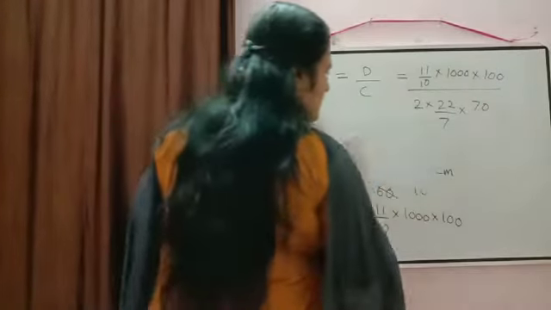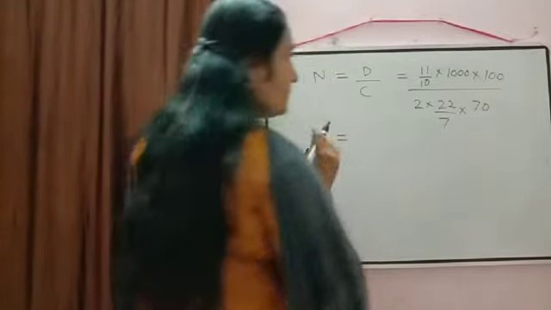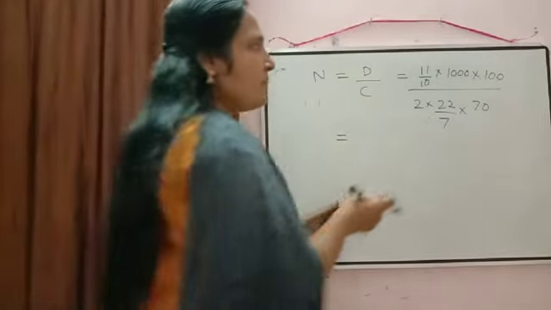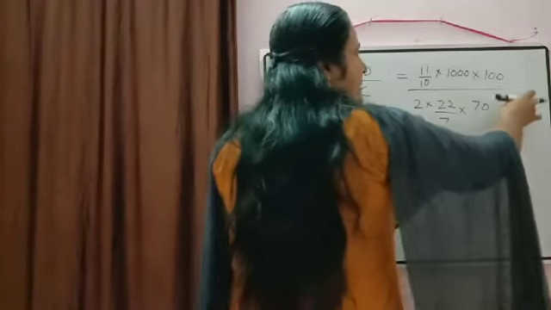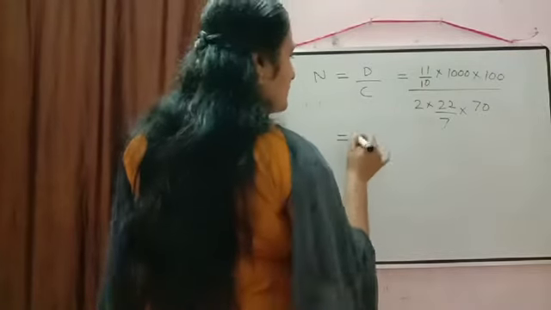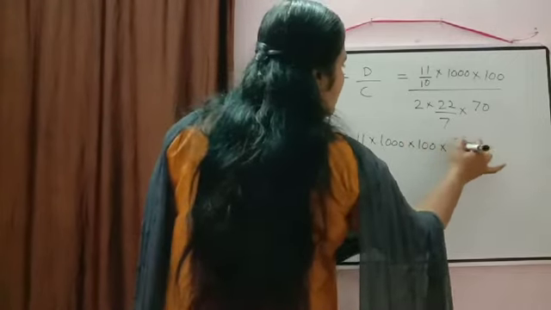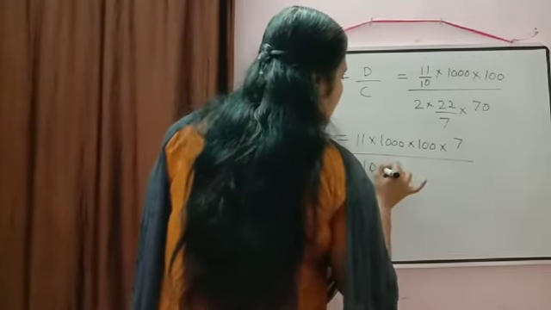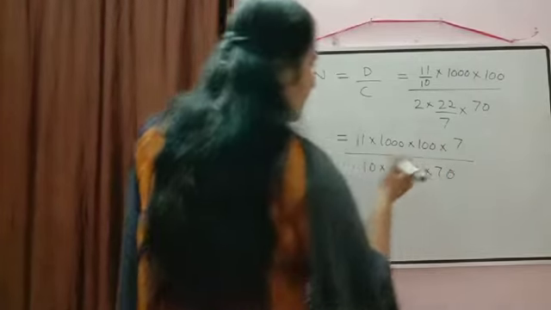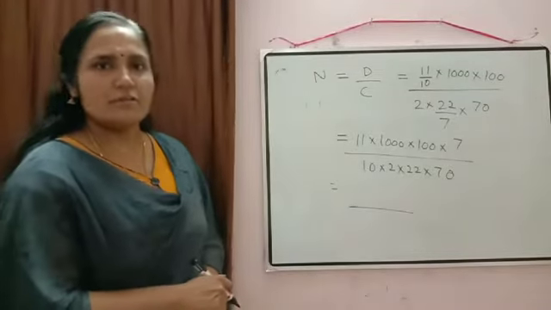At present, don't do any cancellation there. First we can write them properly. Our presentation should be proper. Then an impression will come that you know all the concepts very clearly. We know where 7 will go. Yes, 7 will go to numerator. Where this 10 will come? 10 will come in denominator. So it will be equal to 11 into 1000 into 100 into 7 by 10 into 2 into 22 into 70. So I have arranged for you. Now you can do the cancellation and you can write down how many revolutions are there.